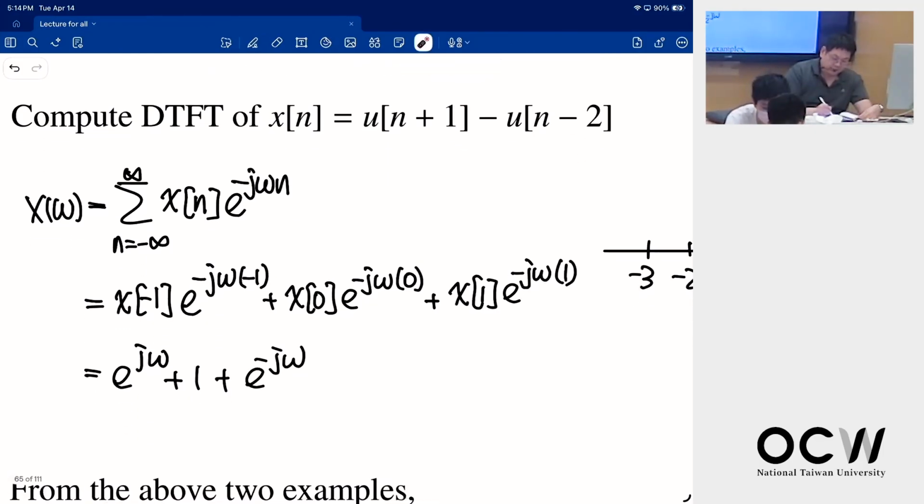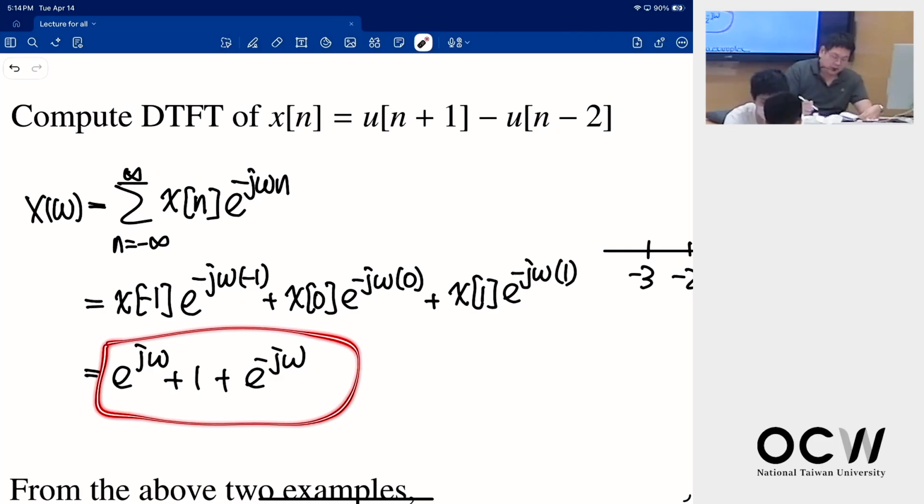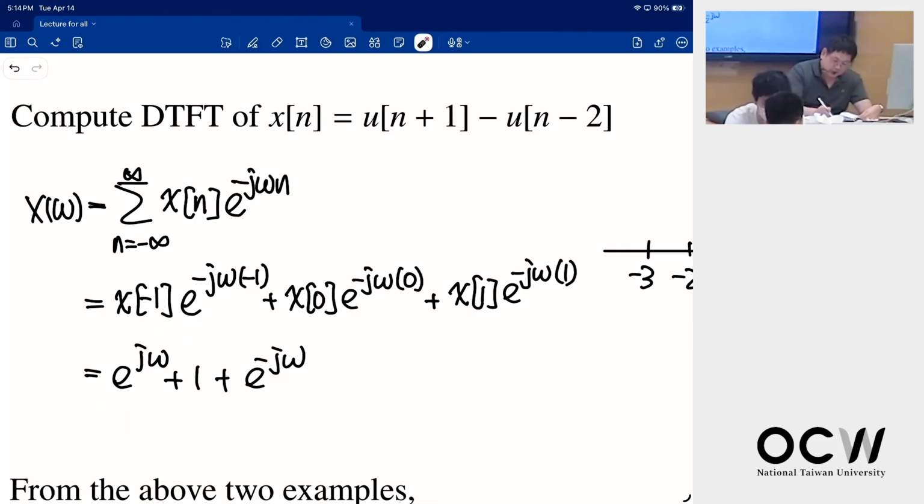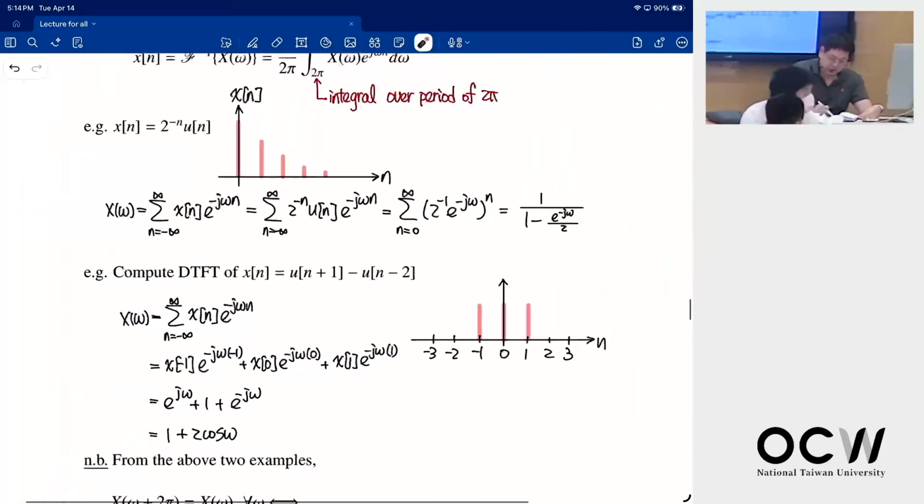This, I think, for you right now is not obvious. Actually, this is 1 plus 2 cosine omega. Okay, still keep in mind the result: 1 plus 2 cosine omega. Well, here we have the complex exponential.